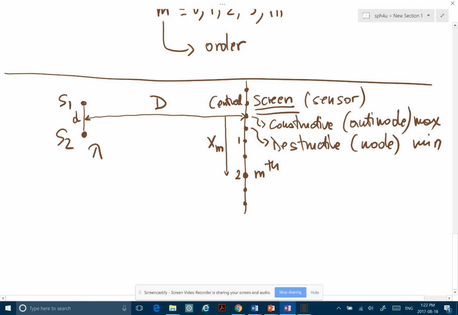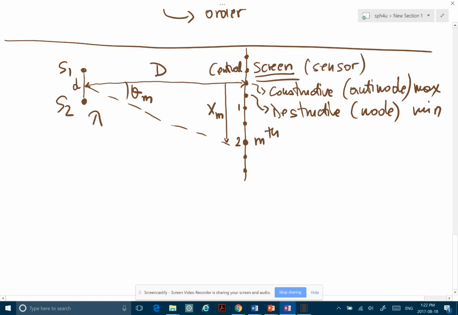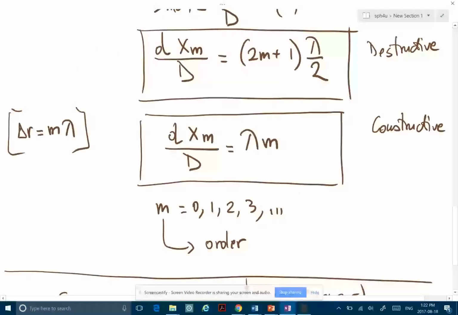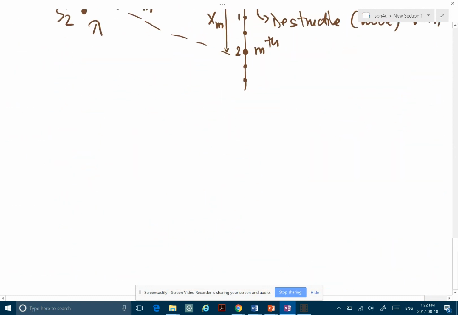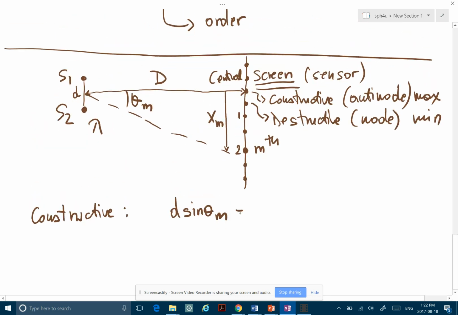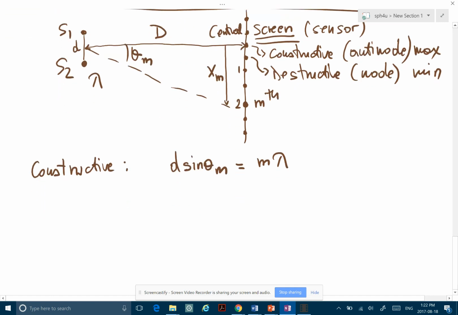Okay, so how far from the center? The angle is theta m. In general, we figured out the following relation. This is the approximation. So d sine theta_m for constructive interference, or maxima, is equal to m times lambda.